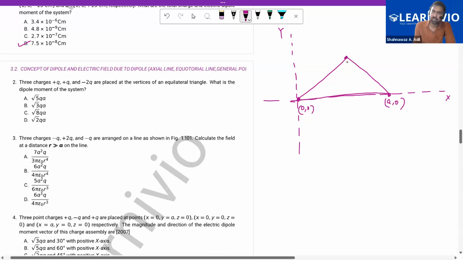And what would be this point? Can you tell me? It would be (a, 0, 0)? No, we are only talking about two dimensions, x and y. So what would be the coordinates of the vertices? How much is this distance and how much is this distance? That is the question.